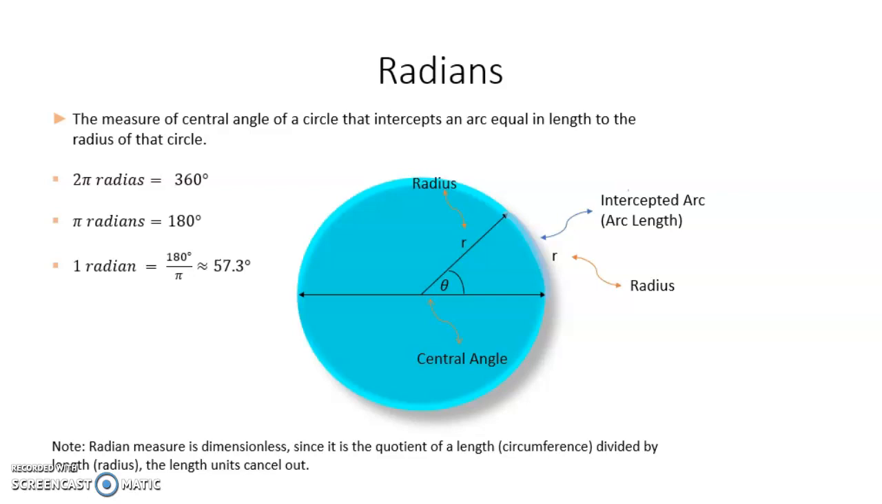By the way, this is the weird thing about radians. It actually doesn't have any type of dimension. Because what you do is you divide the length or the circumference of the circle by the length of the radius, which is another length. So your units will actually cancel out. So there's actually no dimensions, or you don't have anything like feet, inches, centimeters, anything like that. It's just a number.